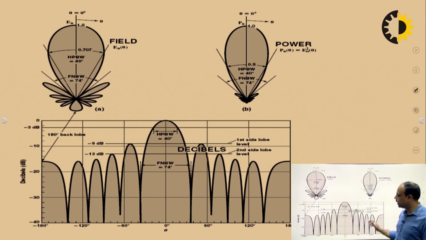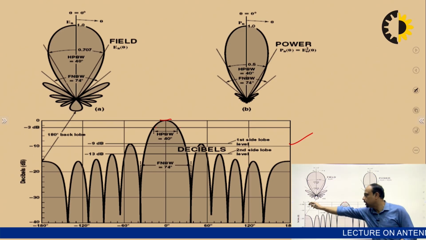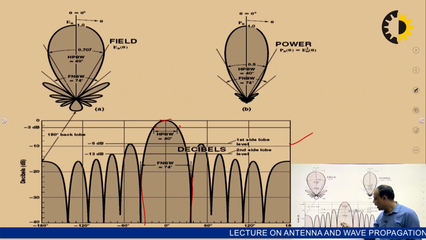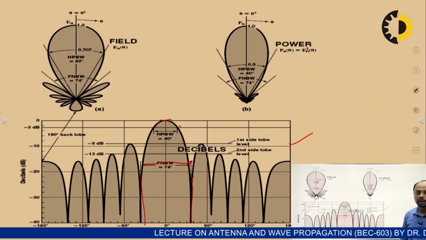So this is another representation of the radiation pattern, the rectangular representation. This is the maximum power. This is where the power became half, or 3 dB down. This is the dB scale. So this is the half power beam width, and this is the first null, where the first zero is coming, and this bandwidth is the first null beam width in the rectangular radiation pattern.